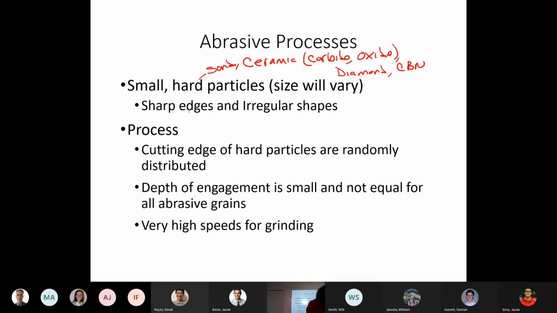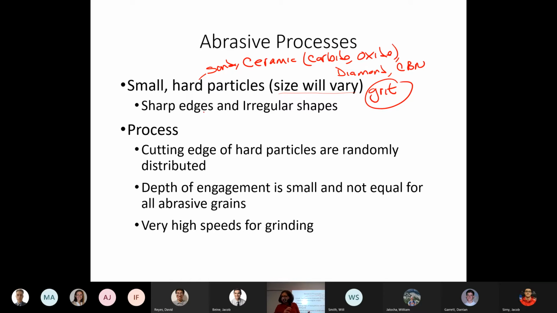These particles will vary in size, and oftentimes we refer to the size. This is where we can talk about the grit size. If we're looking at a finishing operation, we're going to have very fine grit. If we're looking at these abrasive processes as more of a roughing situation, then we would have a much larger grit. Now, the particles generally have sharp edges and irregular shapes.